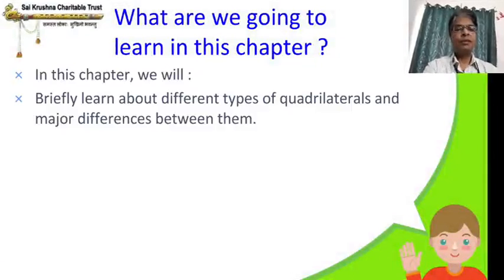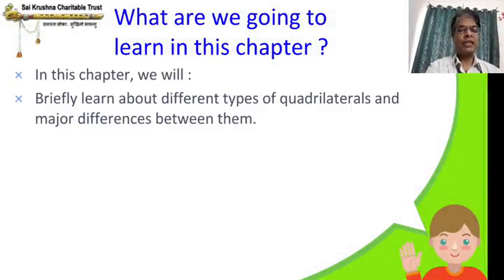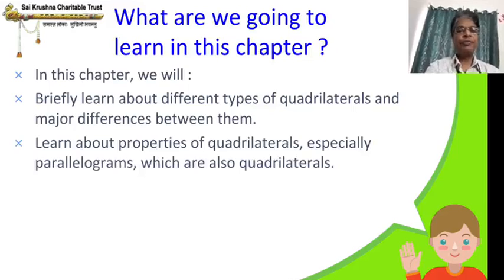So in this chapter, we will learn briefly about different types of quadrilaterals and major differences between them. Because again, we saw now classification, concave and convex. We are going to see what are all the different types of convex quadrilaterals. Learn about properties of quadrilaterals, especially parallelograms, which are also quadrilaterals.